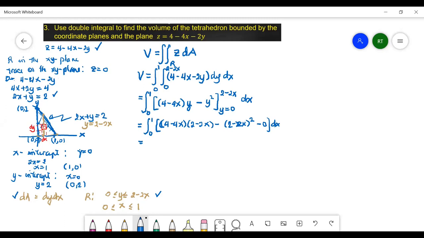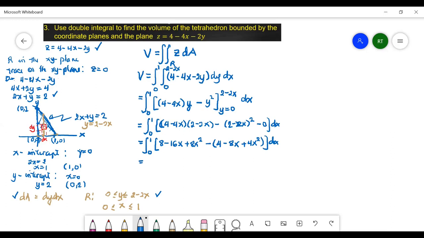And let us simplify 0 to 1. Okay, open bracket. We multiply 4 minus 4x by 2 minus 2x, and that will give us 8. Negative 8x plus negative 8x gives us negative 16x. Negative 4x times negative 2x is positive 8x squared. Then minus the square of 2 minus 2x. The square of 2 minus 2x is 4 minus 8x plus 4x squared. Okay, close, times the differential of x.